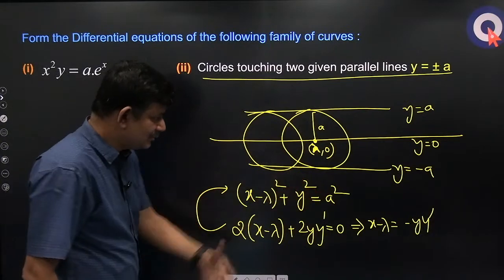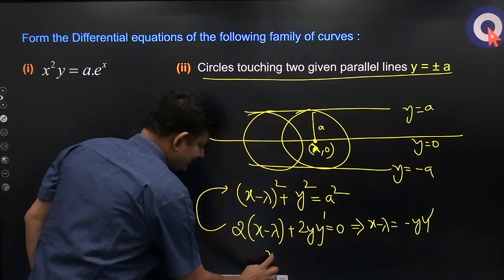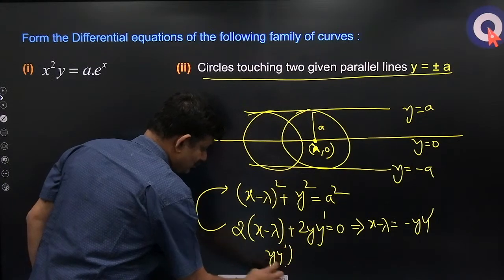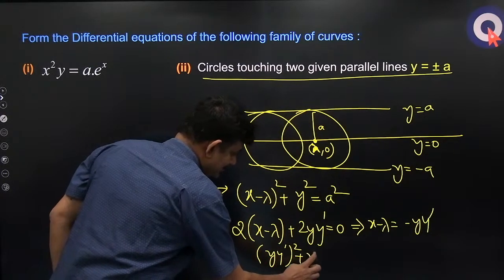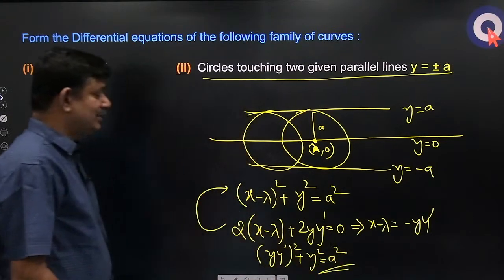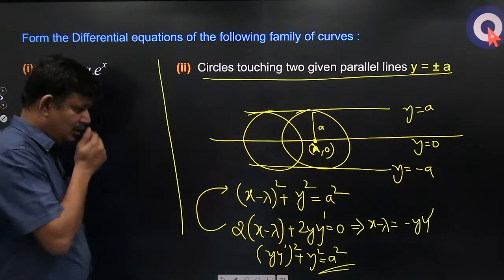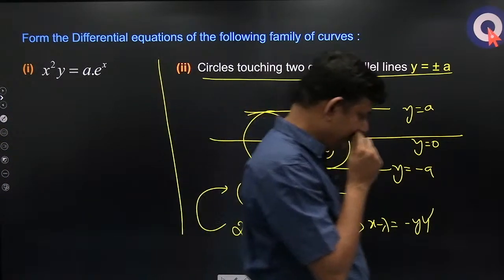x minus lambda is how much? Minus of y dash. So what will be the differential equation? y dash whole square plus y square is equal to a square. This will be our differential equation. Very simple, right? Are we ready for the next one?